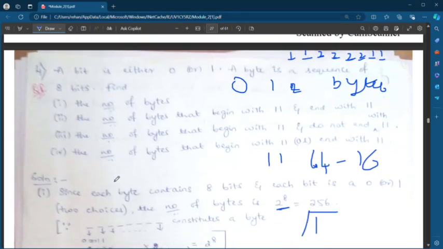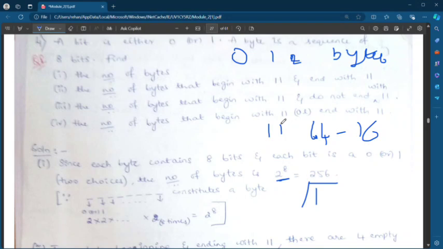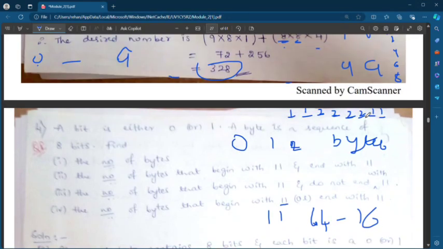Then fourth question, the number of bytes that begin with 1 1 and do not. Okay, that is a third question. So the number of bytes that begin with 1 1 or end with 1 1. So either it should begin with 1 1 or it should end with 1 1. So what I will do, first I will find the number of bytes beginning with 1 1. Then it should end with 1 1.